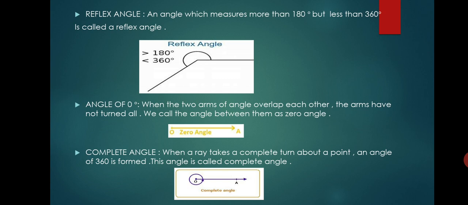Now, zero angle. We get the zero angle when both the arms or both the rays of the angle overlap each other. Okay, when the two arms of the angle overlap each other, the arms have not turned at all, we call the angle between them a zero angle. The last one is the complete angle. Okay, when a ray takes a complete turn about a point and returns back to its position, then that is your complete angle and that is 360 degrees.